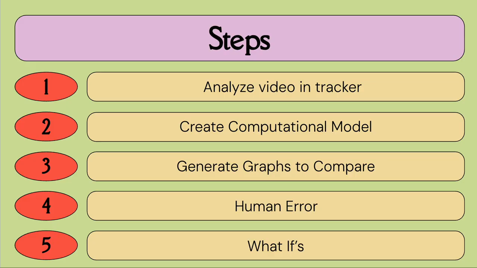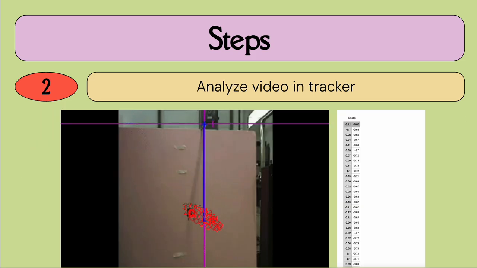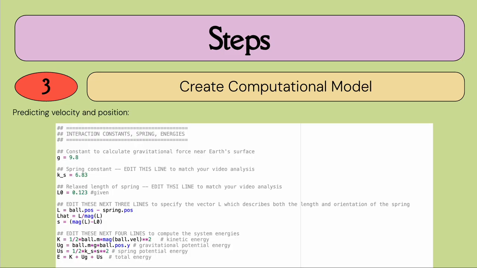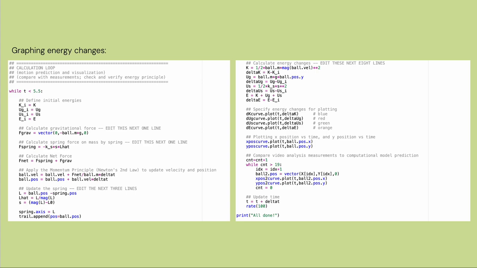The steps that we use for this lab are shown on this slide. Step 1 was to analyze the video in Tracker. This yielded data that we put into a CSV that we could upload into our GlowScript code. Next, we made a computational model. This model shown right here is the first part of it, where we are setting the initial values. Next, we graphed the energy changes as well as calculated the velocity update and position updates.